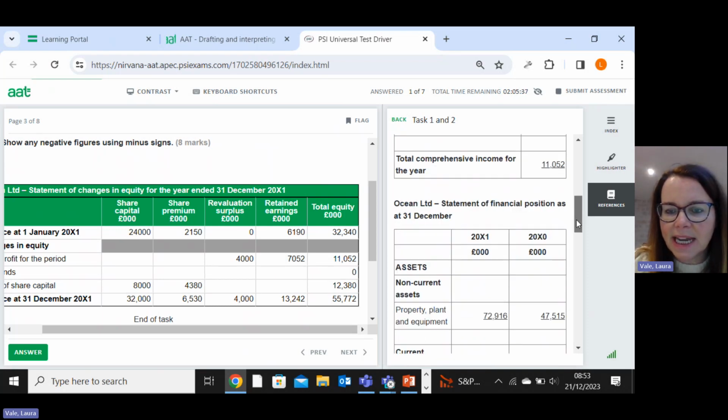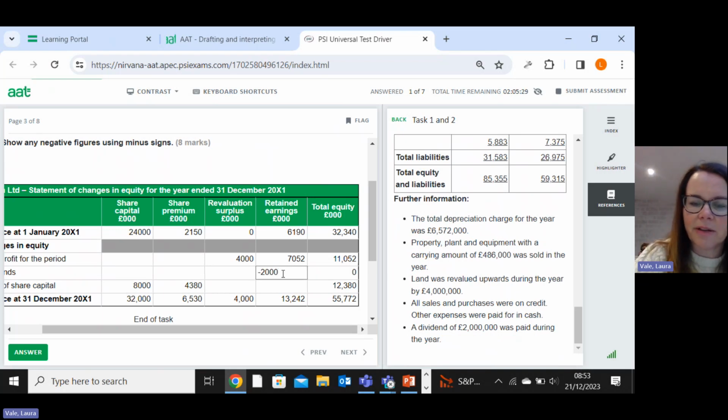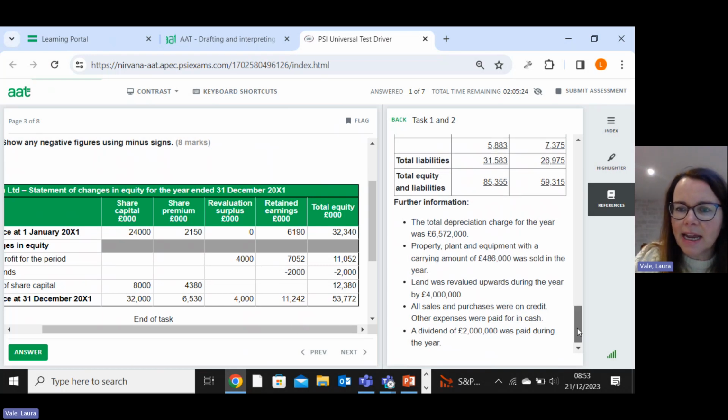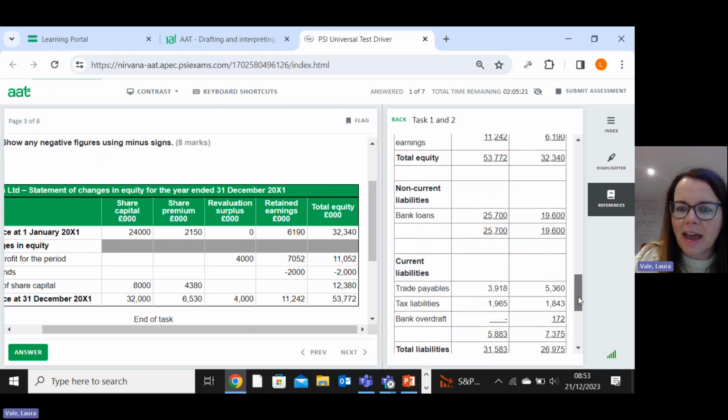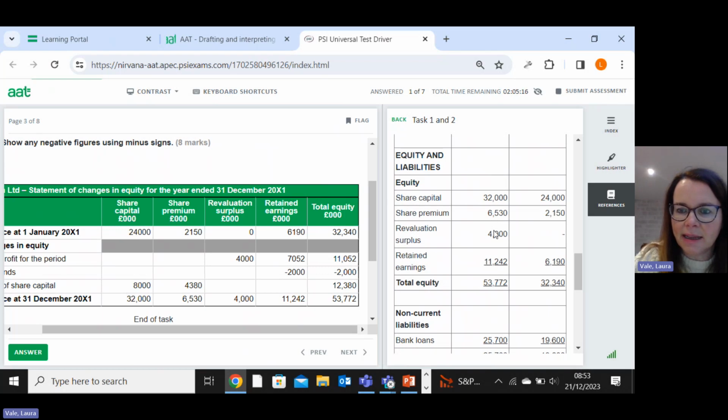That just leaves me with dividends, which I should remember is 2,000. Dividends are paid out, so minus 2,000. And then just finally double check that that equity section agrees fully to what's in the statement of financial position, which it does. So I'm going to press the answer button, and then that is the end of the first 2 tasks. 40 marks out of 120. So that's a third of my exam in the bag.